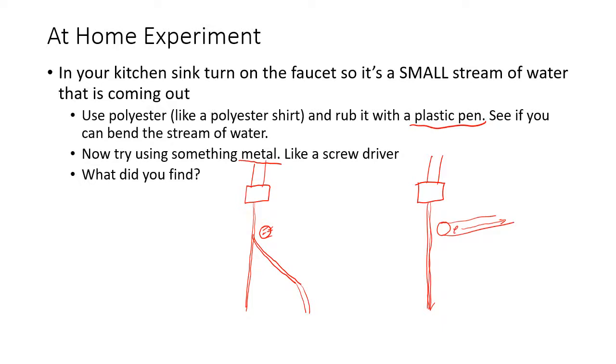because metal is a conductor and plastic is not a conductor, it's an insulator. Okay, so plastic is really good at holding static electrical charge. Metals are not good at holding static electrical charge. Metals are good at conducting electricity, and that's why we use them in houses. Anyways.